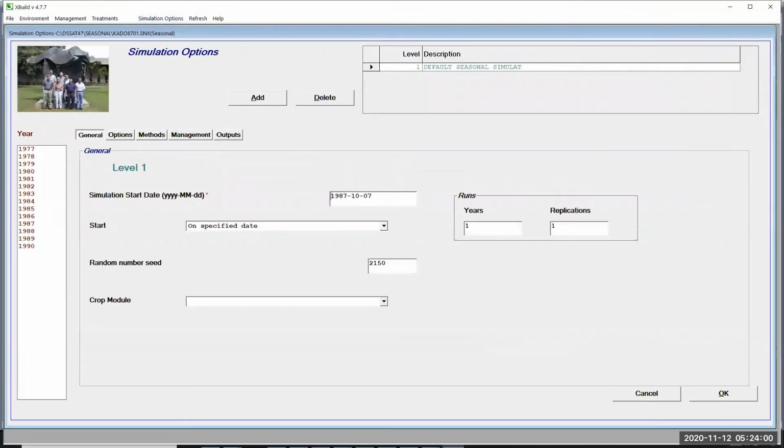Okay, so this is the single year analysis. So I've set my number of years to 1.